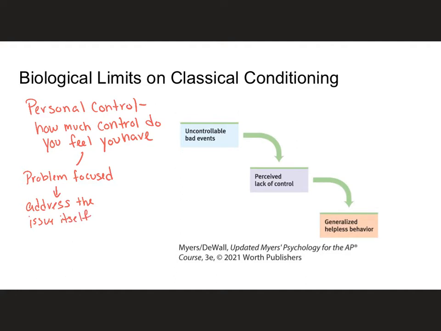So this would be a problem that you could potentially fix, right? I'm not doing well in a course, so I am going to get a tutor so that way I can improve my grade. That's having personal control and being problem focused. The second type is going to be emotion focused. And this is where you maybe don't have control over the issue itself, so you try to control your emotions surrounding it.